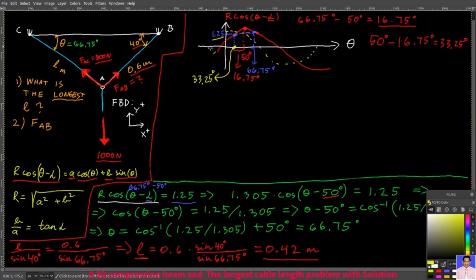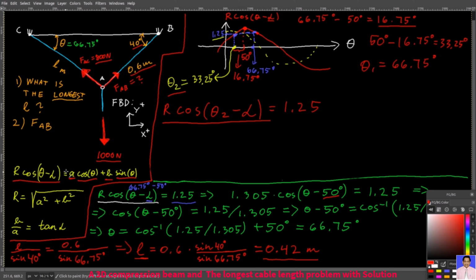It means that this is my other theta. My theta 1 was 66.75 degrees, but my theta 2 is 33.25 degrees. And I know that it's valid because with this theta, this expression still equals 1.25. And this expression equaled this one here.